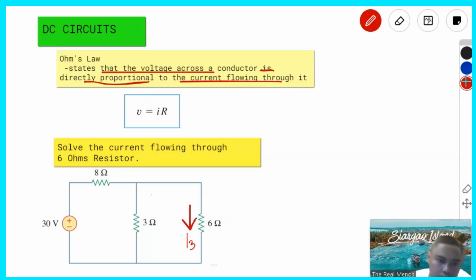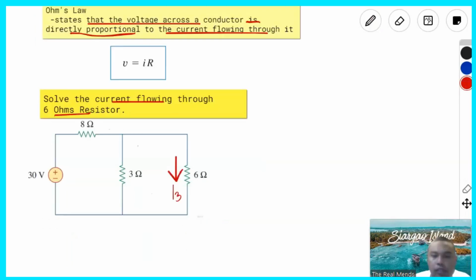So let's solve this circuit using this Ohm's law. Solve the current flowing through the 6 ohms resistor. So let's solve this using the Ohm's law. Here is our solution to the problem.